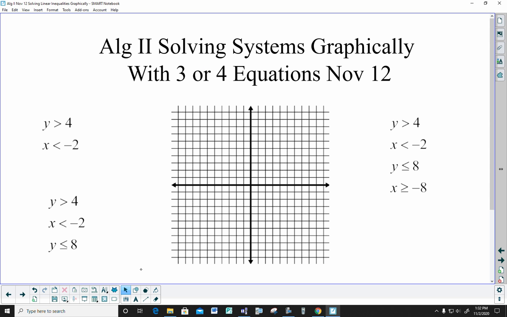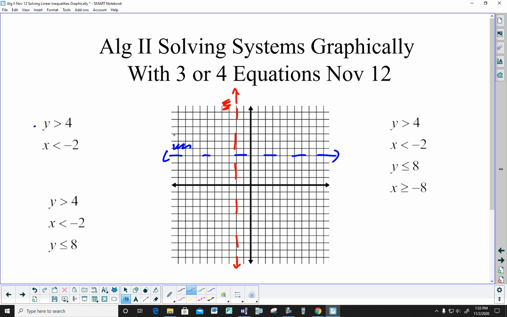Let's say you're given these two questions. Okay, no big deal. First one, y is greater than 4. So 1, 2, 3, 4. That's going to be a dashed horizontal line. Y is greater, so you shade this side. X is less than -2. So that's a vertical line at -2. It's dashed. And it says x is less than that, so you're going to shade this side.